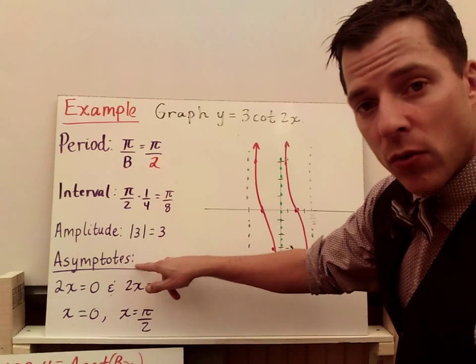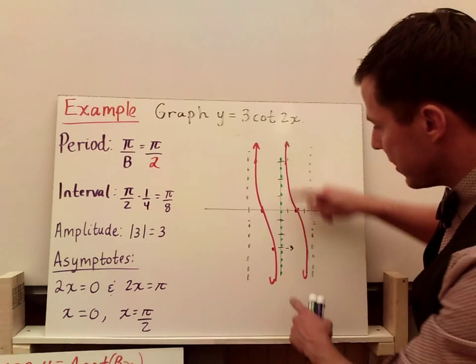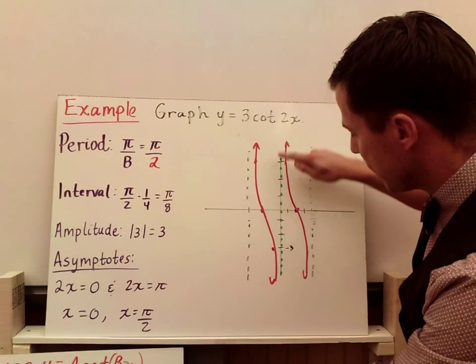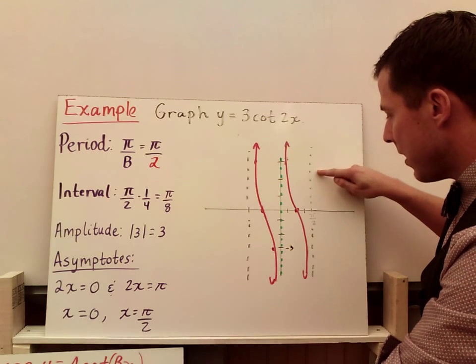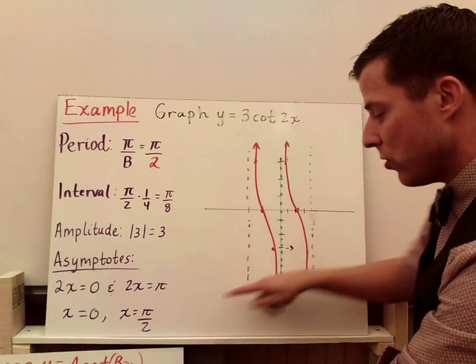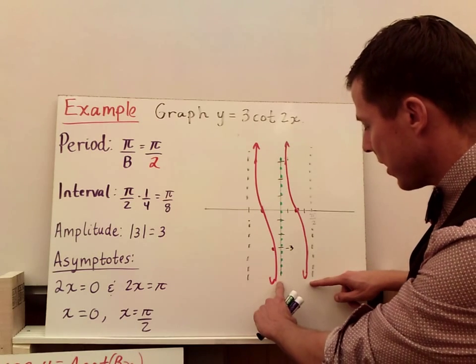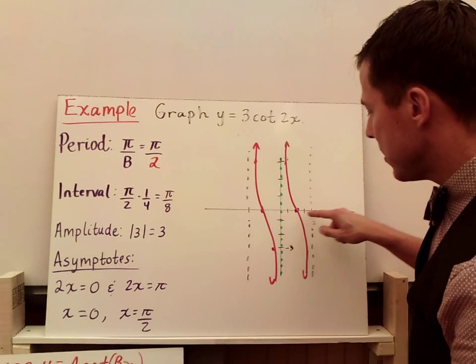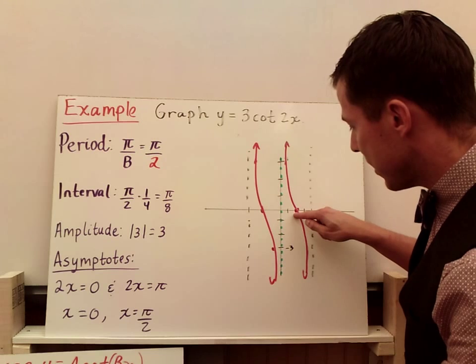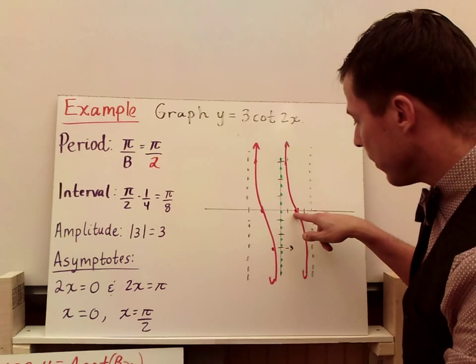I'm going to start with the asymptotes. So at 0, I drew a green line. There's my 0 asymptote. Here is my other asymptote at pi over 2. Okay, so I go ahead and drew those in. Halfway between 0 and pi over 2 is my x-intercept. So that's going to be pi over 4.